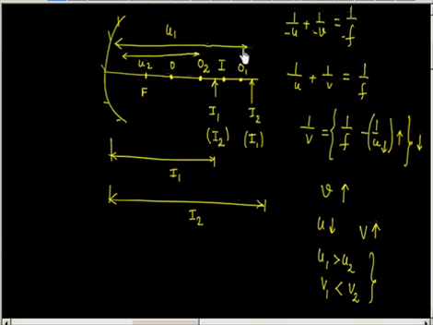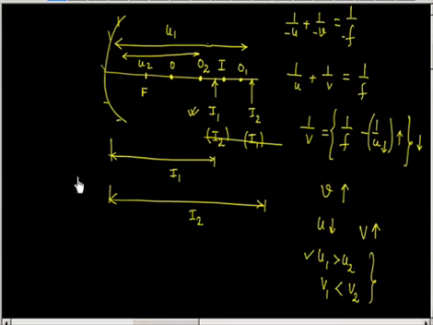So this is u1 and this is u2. So u1 is greater than u2. In this situation, I have to have v1 less than v2. That is, v1 is here and v2 is here. So this is not the correct thing. Are you getting or not? So this is my right image.